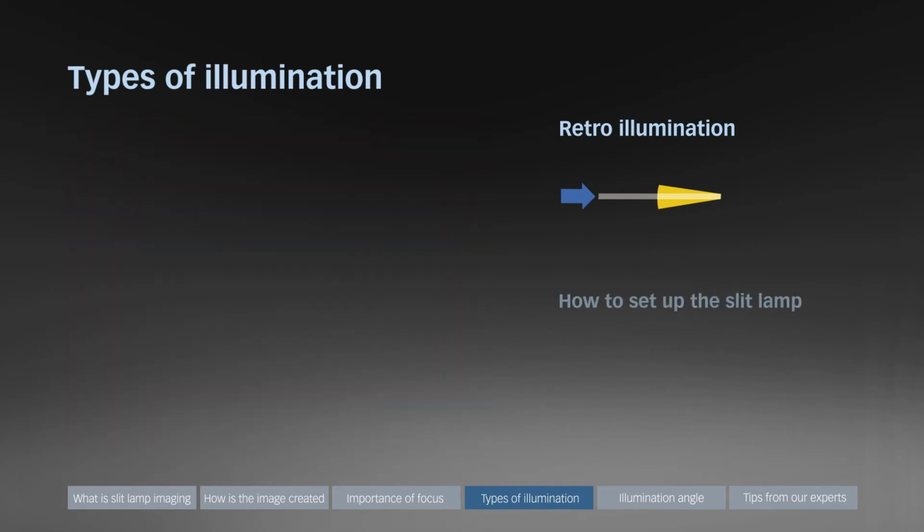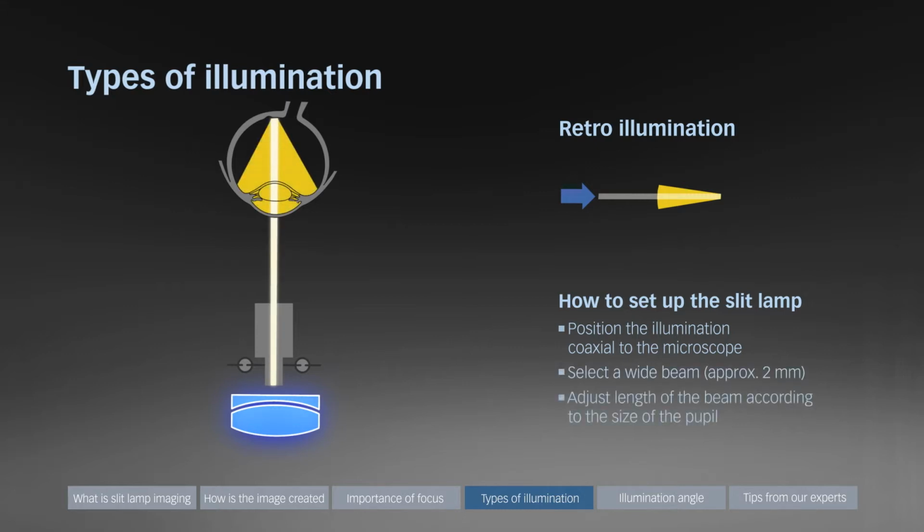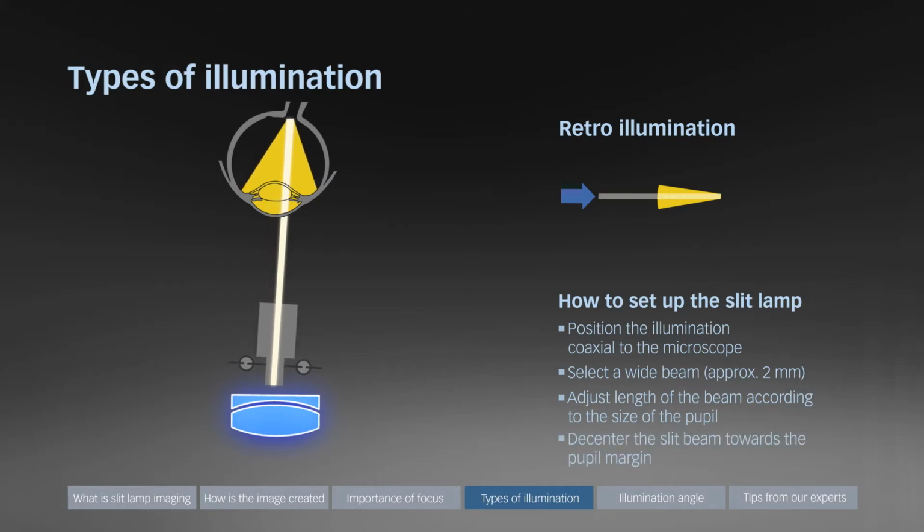To set up the slit lamp for retroillumination, position the illumination tower coaxial to the microscope. Select a moderate beam width of between 1 and 2 millimeters. Adjust the length of the beam according to the size of the pupil. Decentering the slit beam towards the pupil margin optimizes the illumination and removes unwanted reflections from the center of the image.